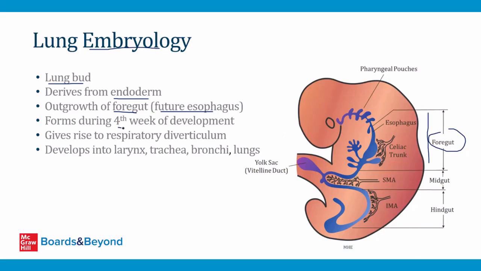This happens during the 4th week of development. That's when the lung bud forms. It will then give rise to a structure called the respiratory diverticulum. A diverticulum is an outgrowth, and so the lung bud forms the respiratory diverticulum, and then that goes on to develop into the larynx, the trachea, the bronchi, and the lungs.